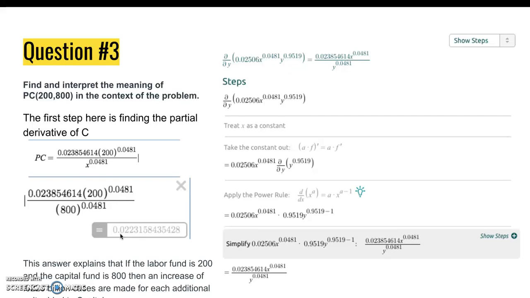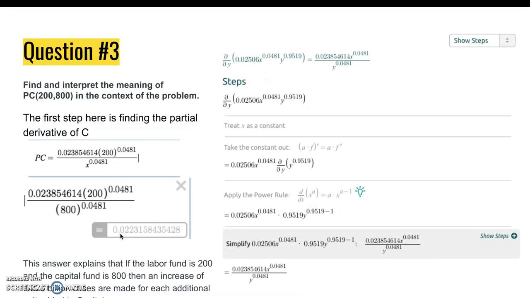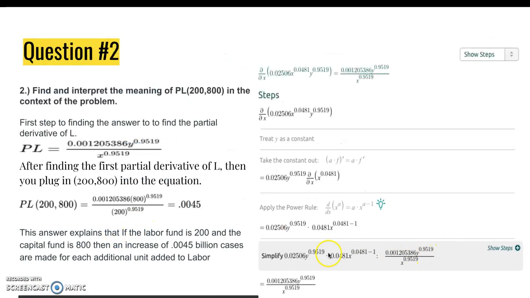So what this tells us, going back to question 2, is exactly what I said at the beginning, which is that capital expenditure has a much higher weight than labor expenditure does because of the added production benefit here.